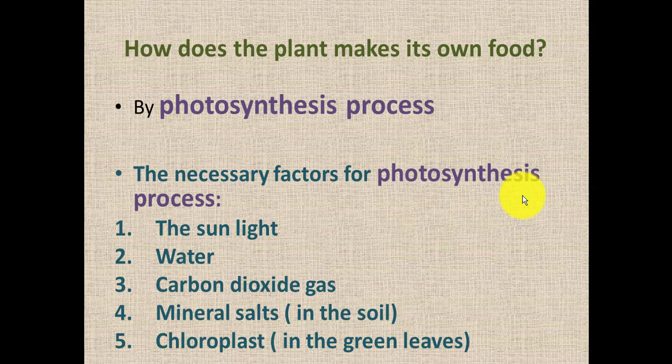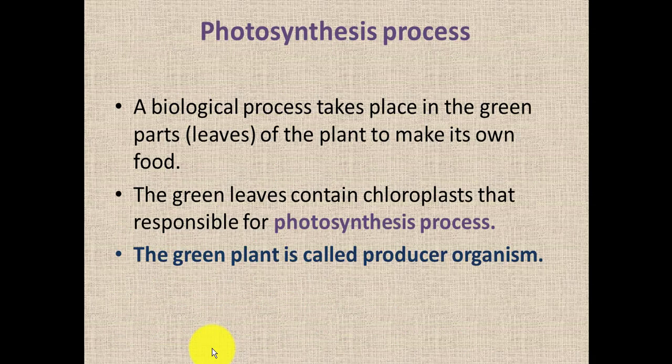To make photosynthesis process, it needs the sunlight, water, the carbon dioxide that we exhale, mineral salts from the soil, number 5, chloroplast. What is the definition of the photosynthesis process? A biological process takes place in the green parts or the green leaves of the plant to make its own food. Again, if I ask you to write the scientific term, a biological process takes place in the green parts of the plant to make its own food, you will answer photosynthesis process.